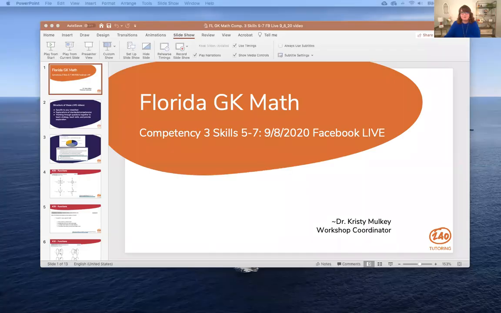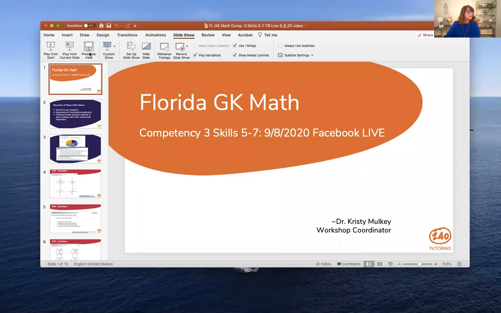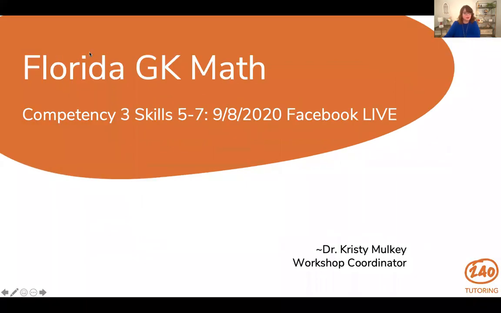So I'm going to share my screen with you so it's easy for you to follow along. Let me get this full screen so it's easy to see. Make sure that's working. It looks like it is.